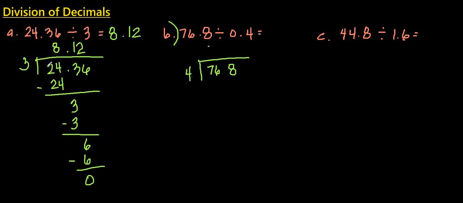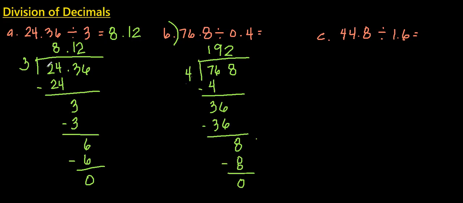7 divided by 4 is 1. 1 times 4 is 4. Minus, 3. Bring down 6. 36 divided by 4 is 9. 9 times 4 is 36. Then bring down 8. 8 divided by 4 is 2. 2 times 4 is 8. 0. So the final answer is 192. So therefore, we can say that there are 192 0.4s in 76.08.